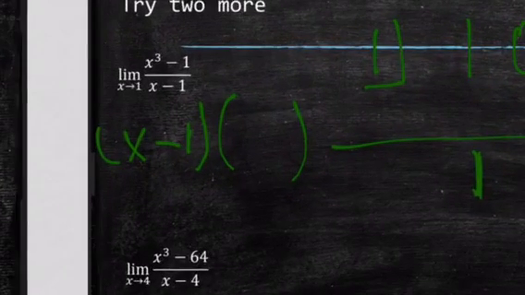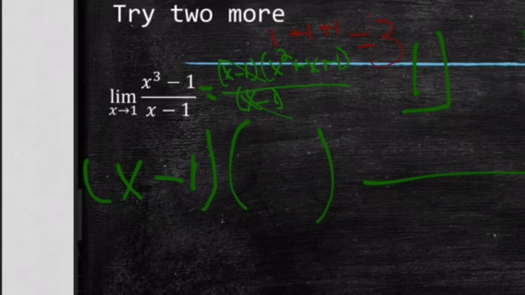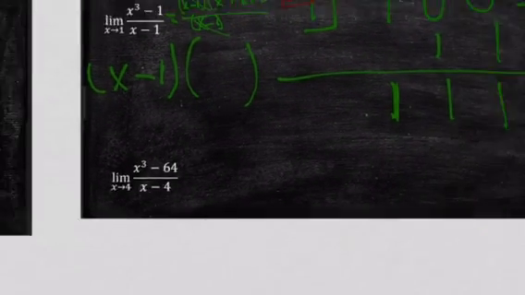Okay. So what we can do is we can rewrite this as x minus 1 times x squared plus x plus 1 over x minus 1. The x minus 1's cancel. So now when we plug in 1, what do we get? We get 1 squared plus 1 plus 1, which equals 3. So the instantaneous slope of x cubed at x equals 1 is just equal to 3.